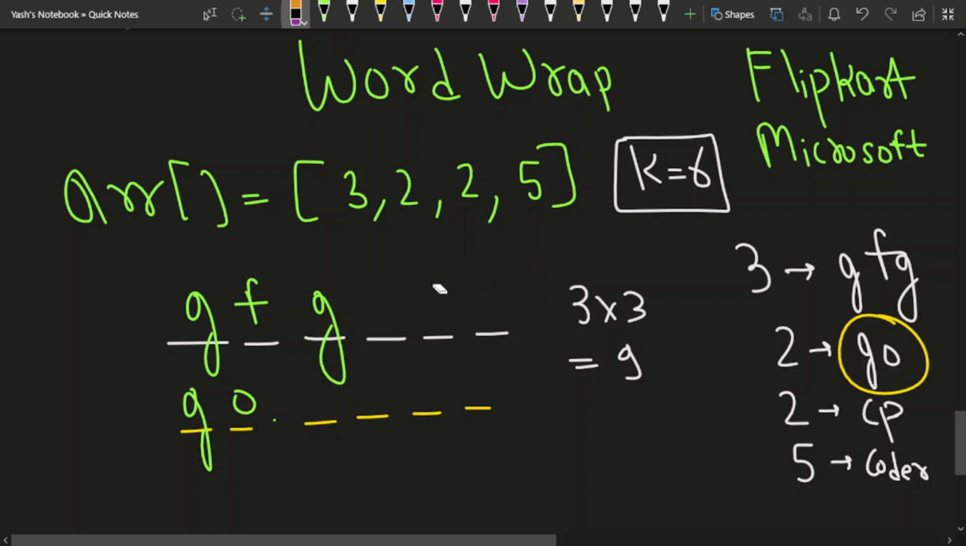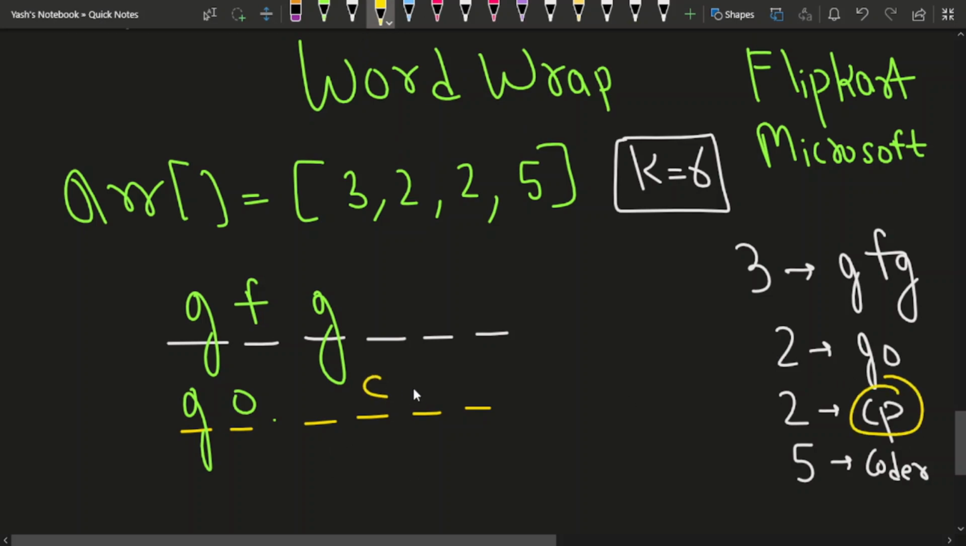Now similarly, let's say my ith character moves to this. Now suppose that instead of Go, my ith character is, let's say, CP, right? If my ith character is CP, I have two options. Either I can put CP in the same line, taking one space and then putting CP here, or I can put it in the next line, right? So these kinds of scenarios can be there.